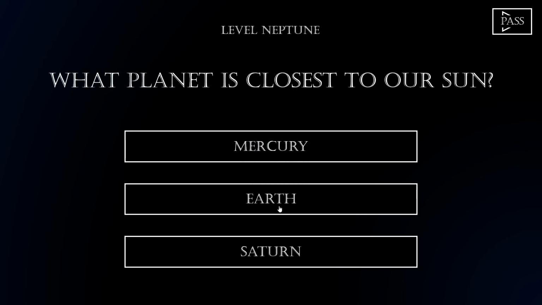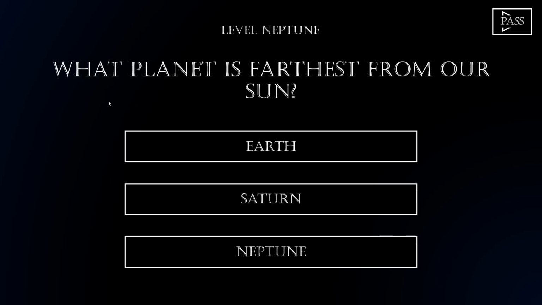OK. And now if you want to skip the question, you could click here and press pass. Now once you press pass, you will not be able to go back to that question. So I'm going to click here. So I'm going to go to the next question. What planet is farthest from our sun? I'm going to say Neptune. Again, your answer is correct. Good job.